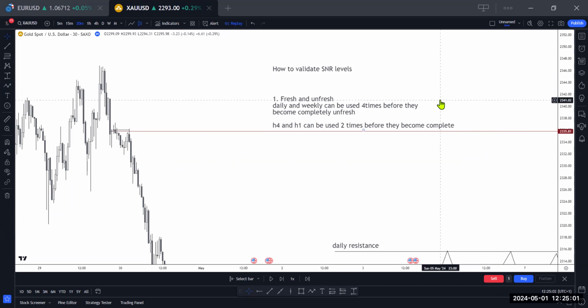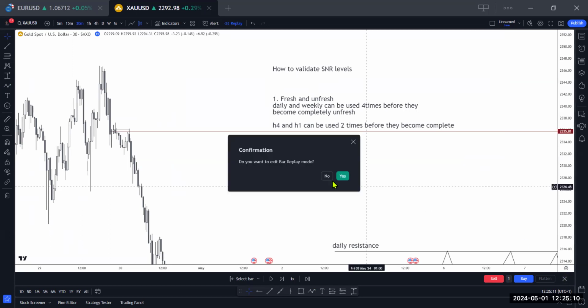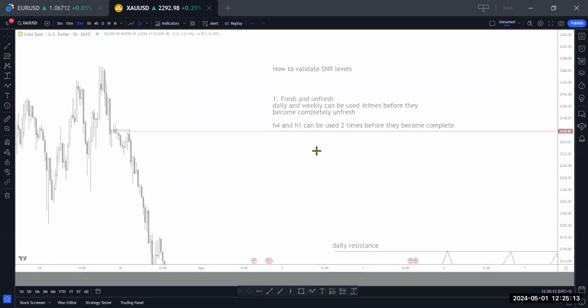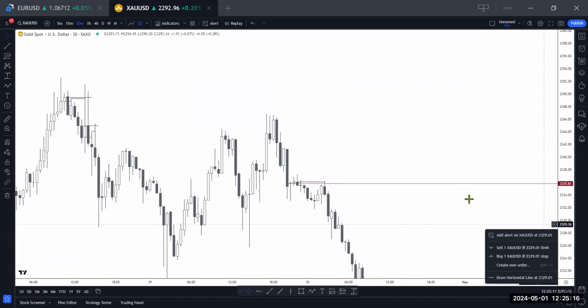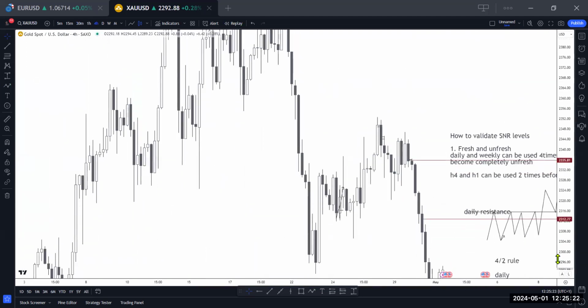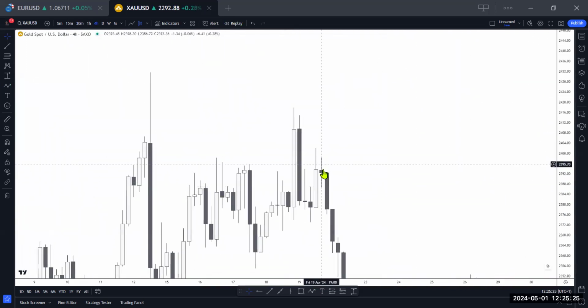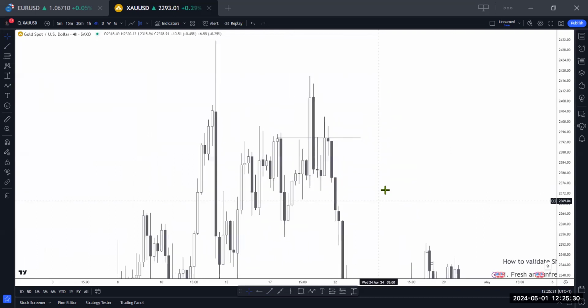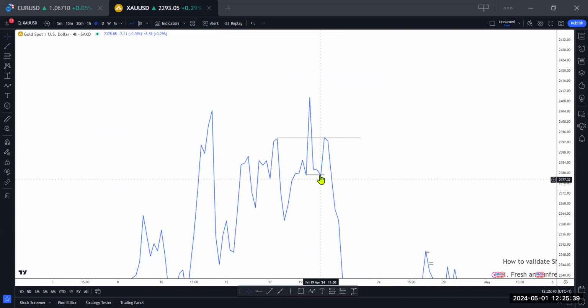Now, the first way to validate an SNR level is to look for 2-time breakouts. I mentioned this in the last video. Let's see 2-time breakouts. Say, for example, let me go to the H4, because a lot of guys like the H4 level. Let's say, for example, this HNS level. Why am I considering this HNS level? We already have a breakout here. The price broke? Yes, it did.